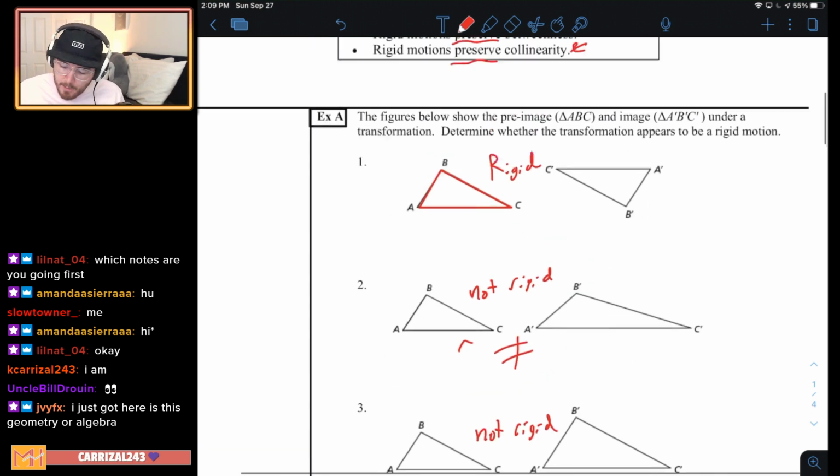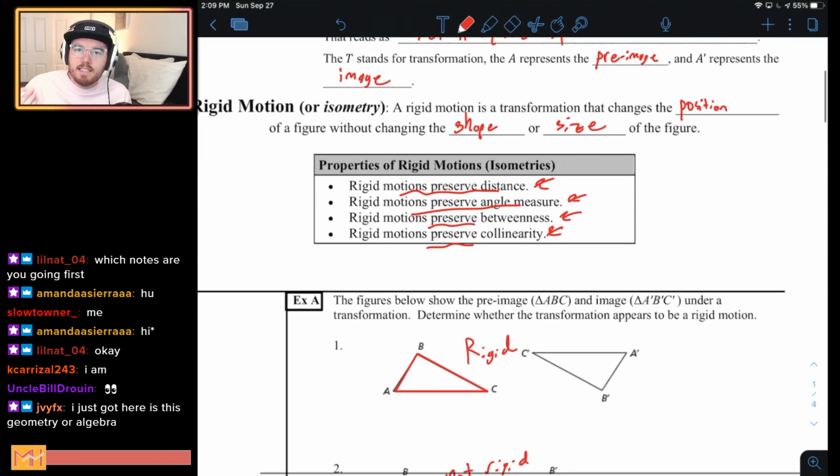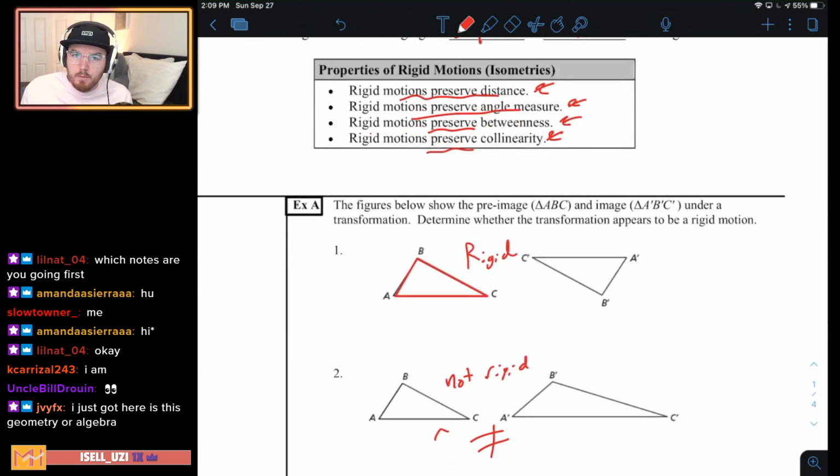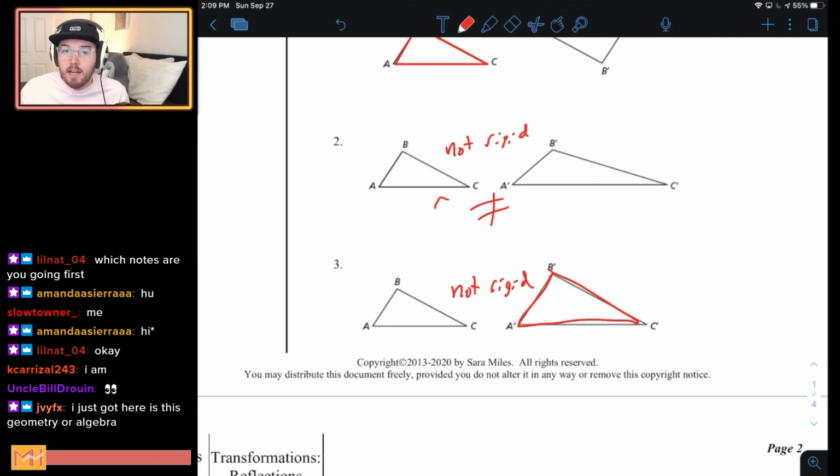Thinking about these words up here, preserves distance, meaning same size, right? The sides of the triangle are all the same length if it's been rigid, but clearly this triangle is a little bit bigger now than this one right next to it, so it's not rigid.